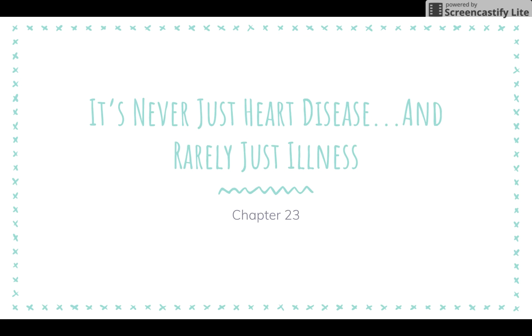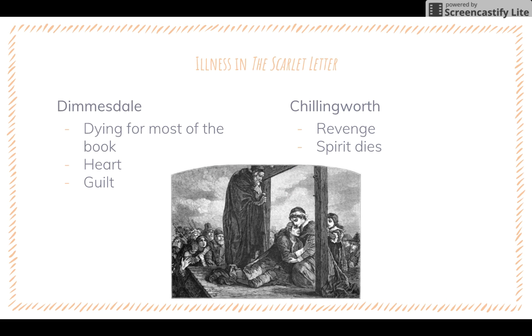The next one is kind of related to that. It's never just heart disease and rarely just illness. This is chapter 23. So we're going to talk about Dimmesdale again. For most of the book, he's dying. He befriends Chillingworth because Chillingworth offers him cures for his illnesses.